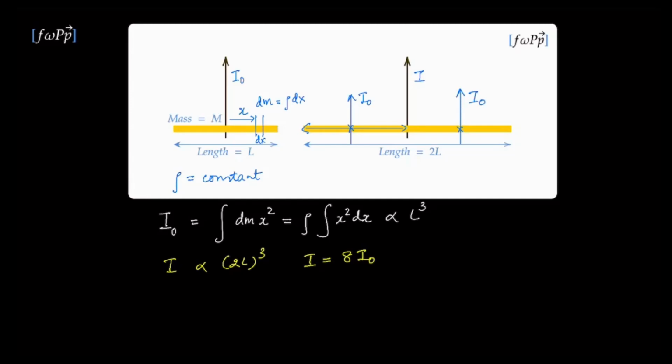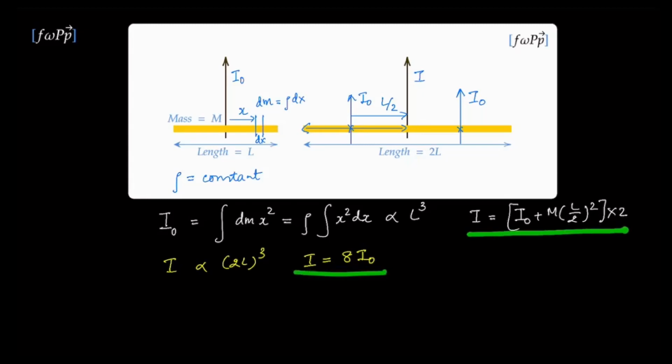So let's use the parallel axis theorem now. I naught plus the mass of the object, which is given to be m. Therefore, if you want to shift it to this new axis, this distance being L by 2, we could write the new moment of inertia as I naught plus m (L by 2) whole squared. For one side, there are two of them, therefore that must be multiplied by 2. This is by scaling, and that is by the parallel axis theorem.